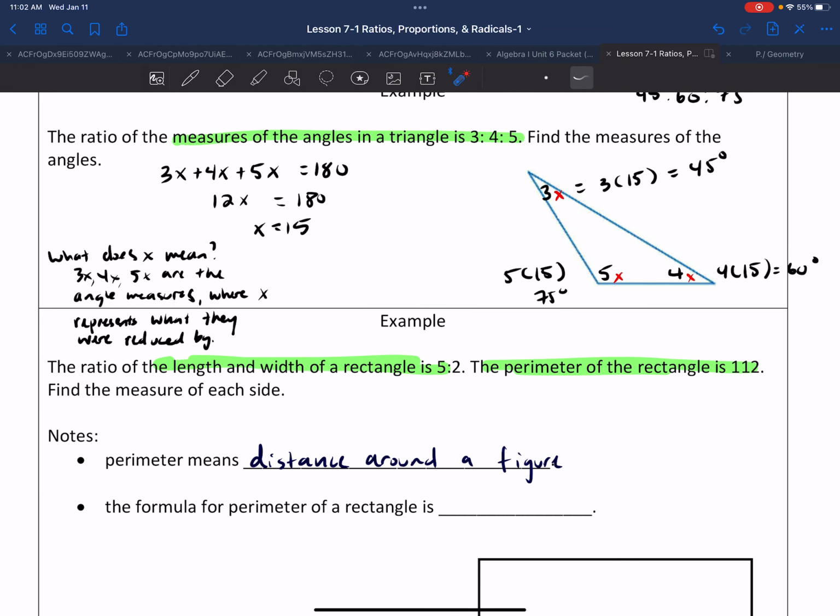The ratio of the length and the width of a rectangle is 5 to 2. The perimeter of the rectangle is 112. Find the measure of each side. So one thing I want to note is, what is a perimeter? Perimeter means the distance around a figure, right? You're probably used to hearing perimeter as just add up all the sides, which is absolutely true. You have to add up all the sides.